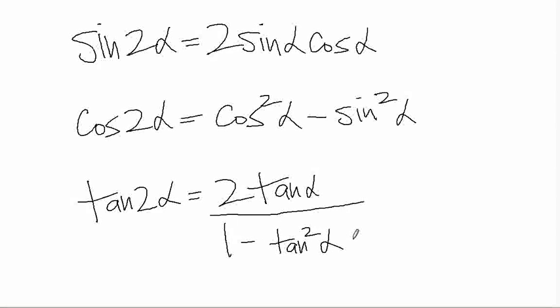The sine of 2 alpha is equal to 2 times the sine of alpha times the cosine of alpha. The cosine of 2 alpha is equal to the cosine squared of alpha minus the sine squared of alpha. And then finally, the tangent of 2 alpha is equal to 2 times the tangent of alpha all over the difference 1 minus the tangent squared of alpha.